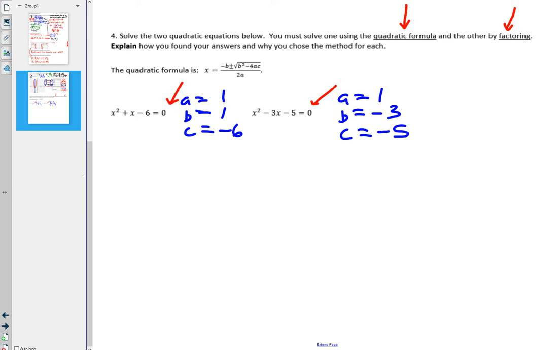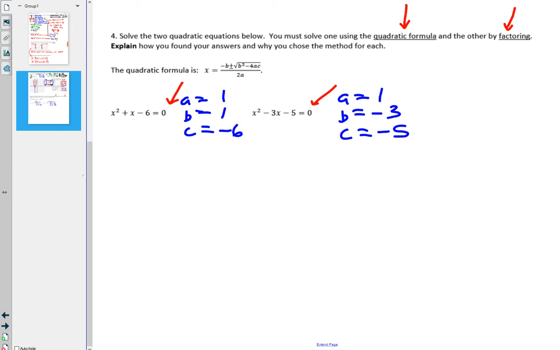Part of this is understanding that quadratic formula can be used to solve any quadratic equation. There is no quadratic equation that quadratic formula cannot solve. But factoring is limited. Factoring only works on certain ones. If you want a more specific reason, it's because factoring only works when the solutions are rational.